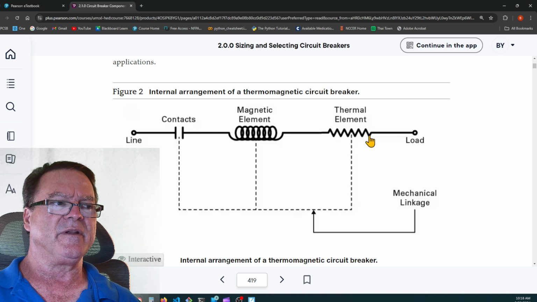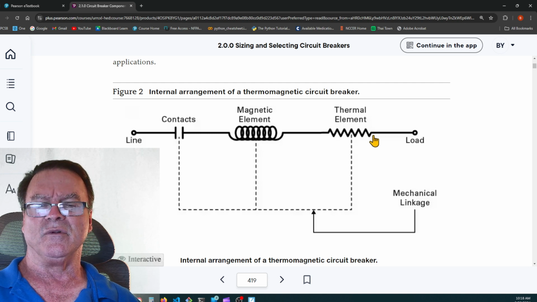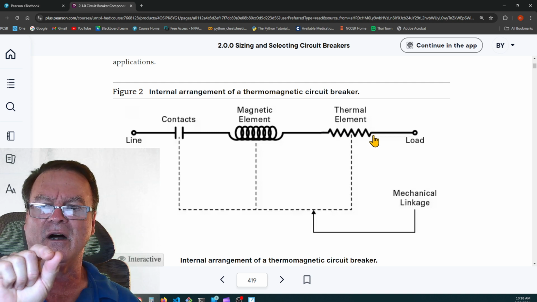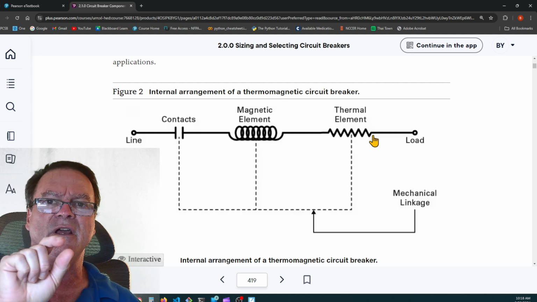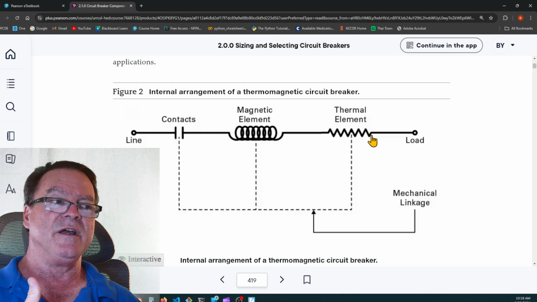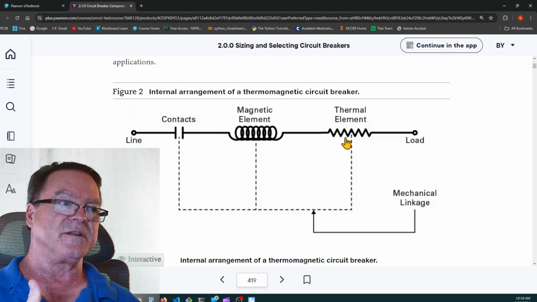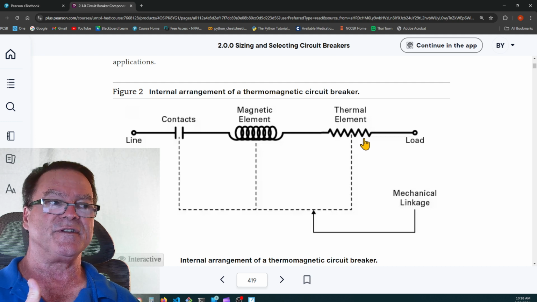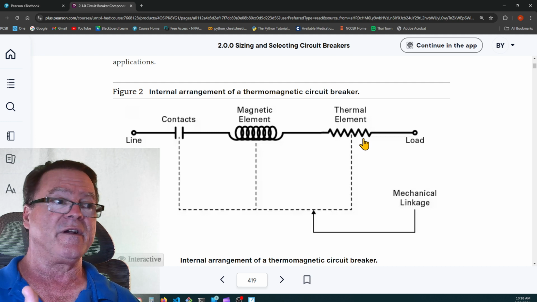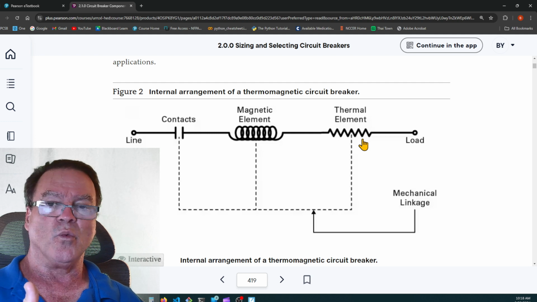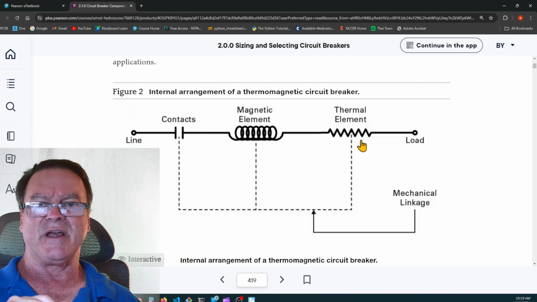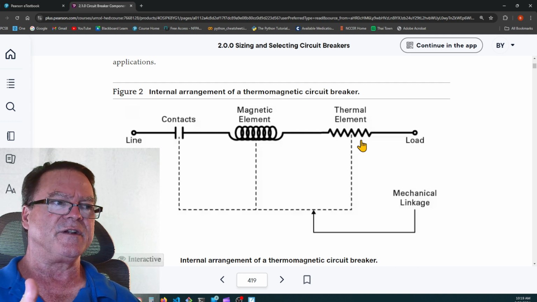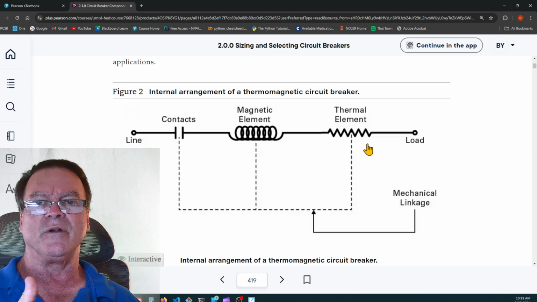And some of these thermal element circuit breakers have an adjustable little dial on the face of them. And you can increase or decrease the amount of fault current, just to take into consideration the ambient air temperature. If it's in a room that's normally 100 degrees Fahrenheit, you would want to adjust that in order to take that into consideration. So you could get the actual current flow through that thermal element without it tripping.